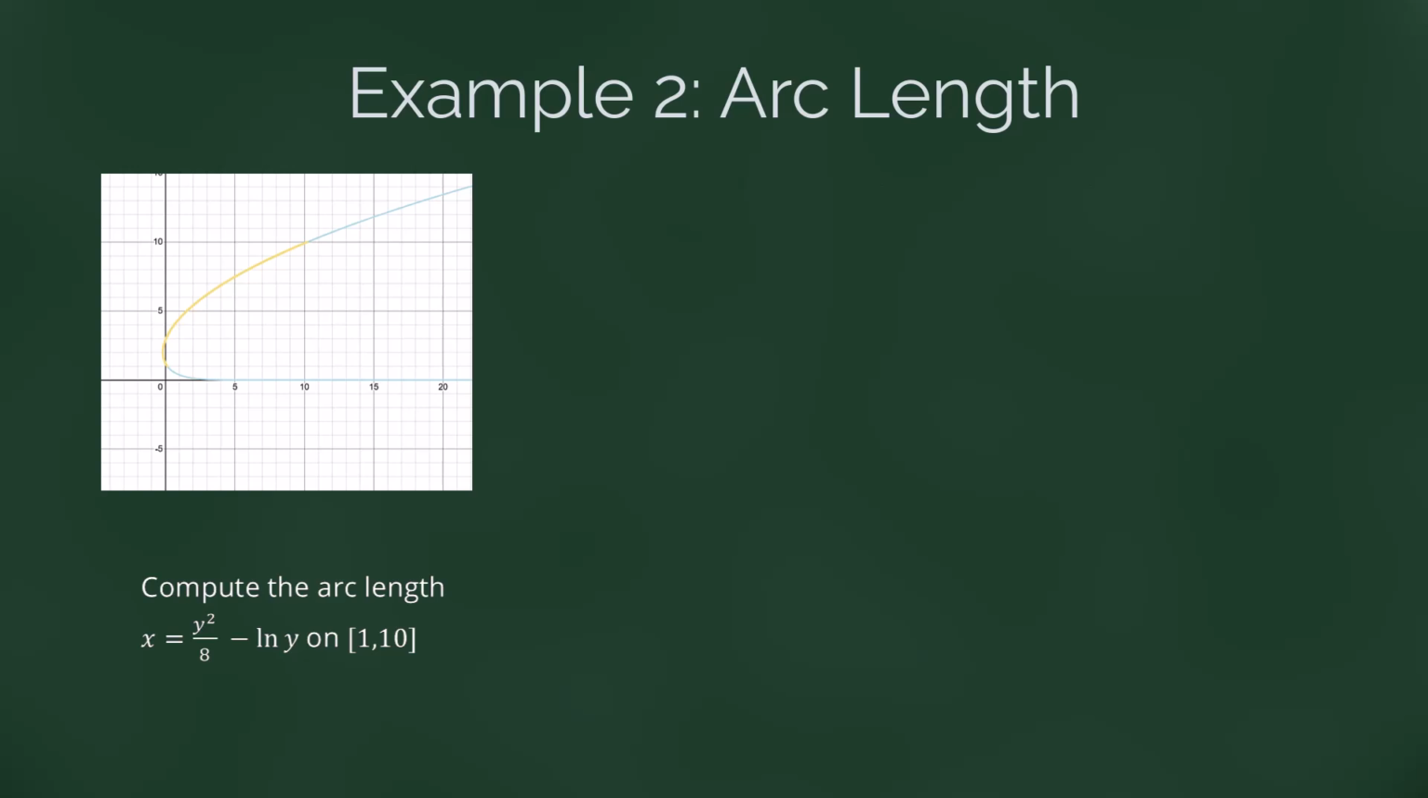Let's take a look at another example. This time we'll examine x as a function of y. We've got the function x equals y squared over 8 minus the natural log of y, and we're looking for the length of that on the interval from 1 to 10. We'll take derivatives with respect to y this time. So dx dy is going to be equal to y over 4 minus 1 over y. Squaring that, dx dy squared is going to give us y squared over 16 minus 1/2 plus 1 over y squared.